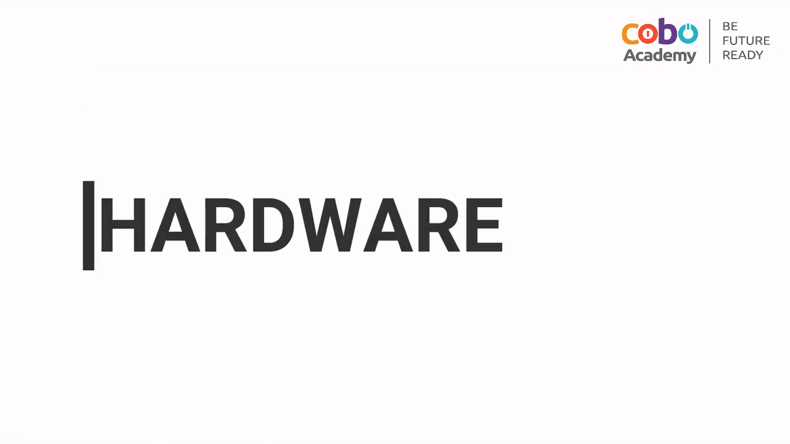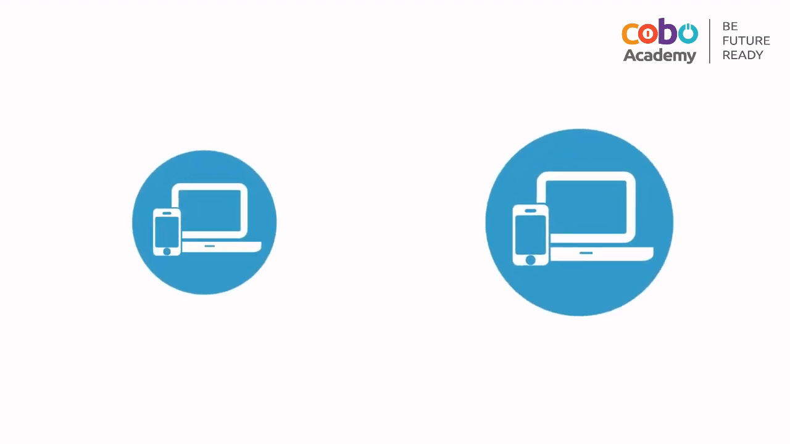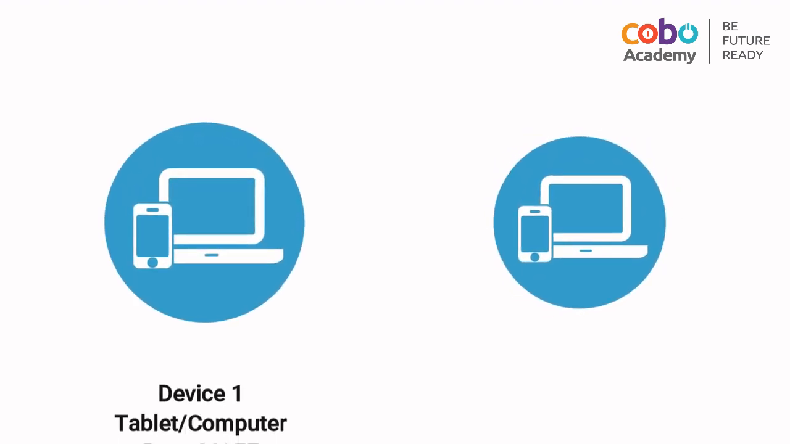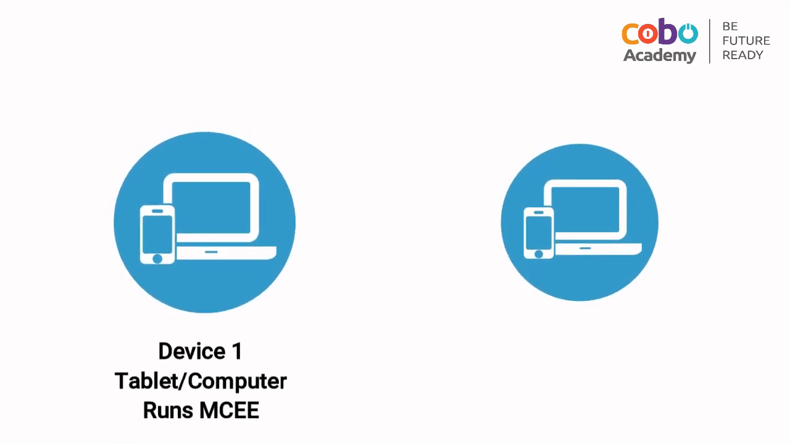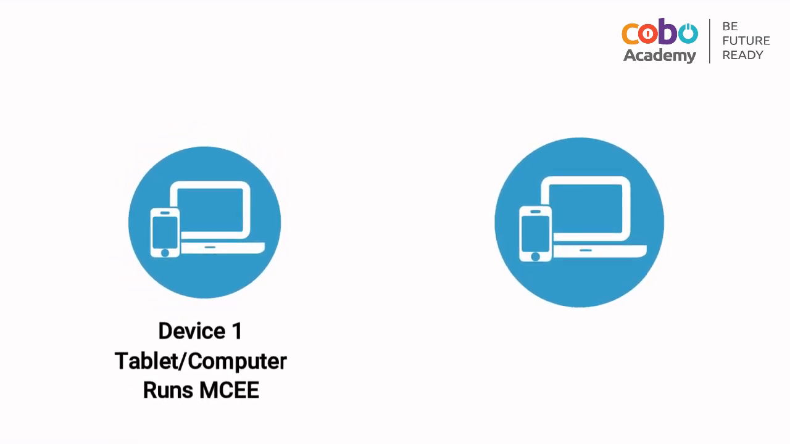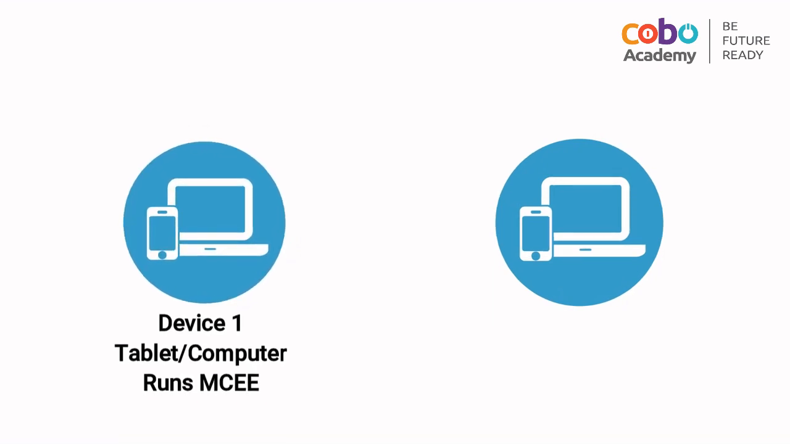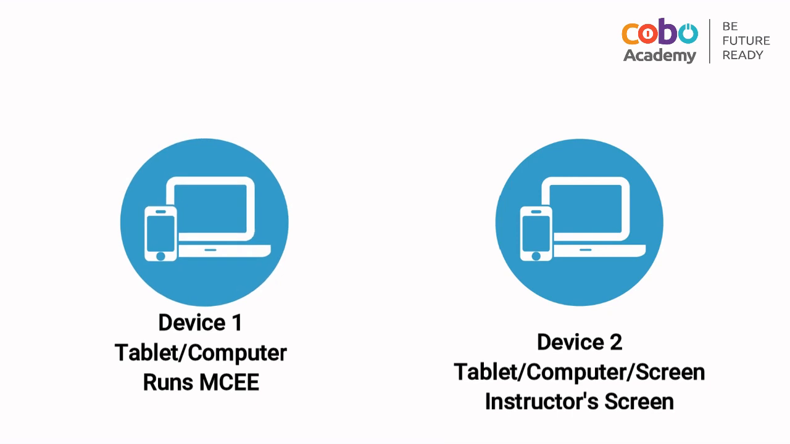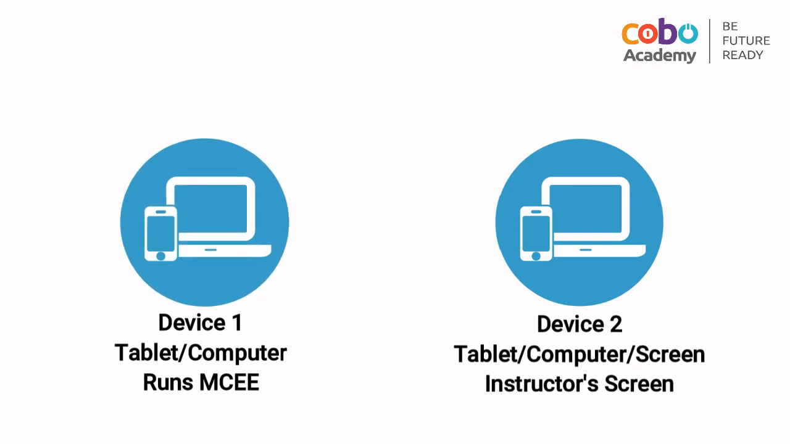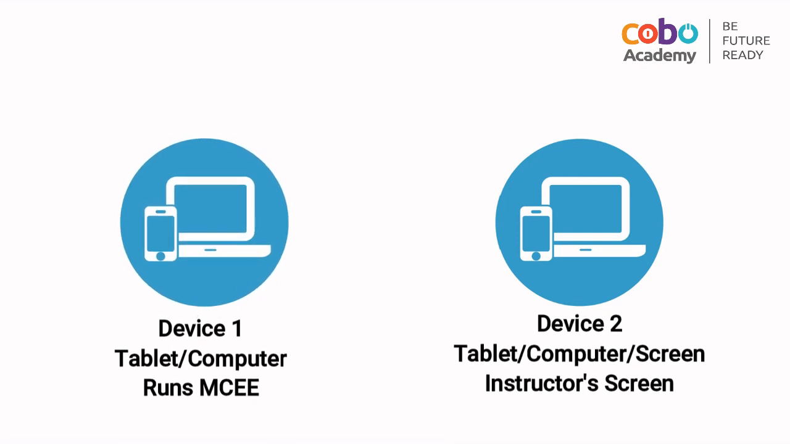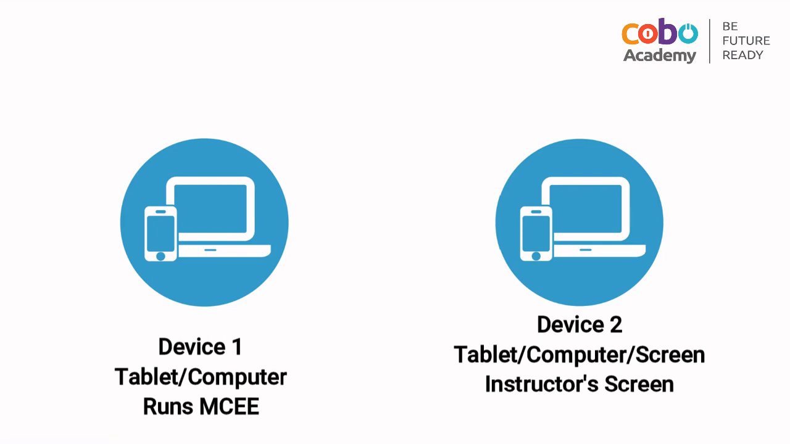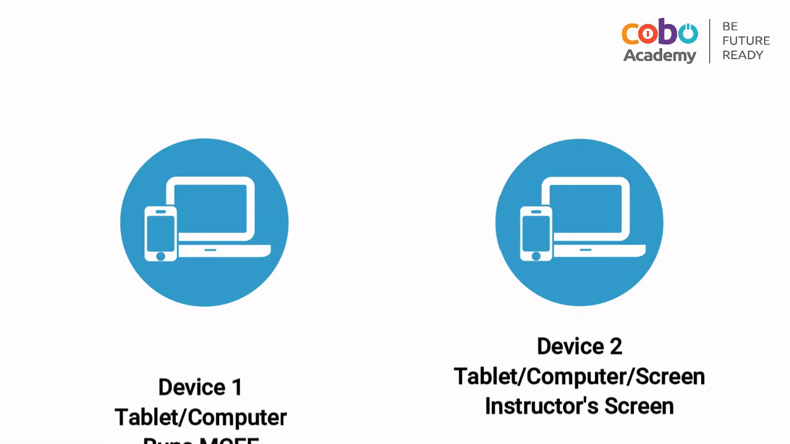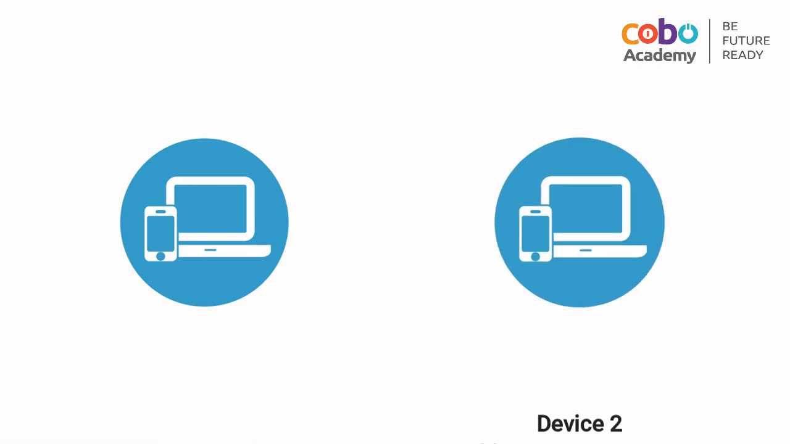The first area we will cover is the hardware side of the setup. Ideally, you would want to have two devices for the class if possible. One device will be used primarily to run Minecraft. This must be either a tablet or a computer. The second device will be used to keep the instructor's screen open such that the students can see what their instructor is doing at all times. This can be a tablet or a computer or an additional external monitor that allows a dual screen setup.